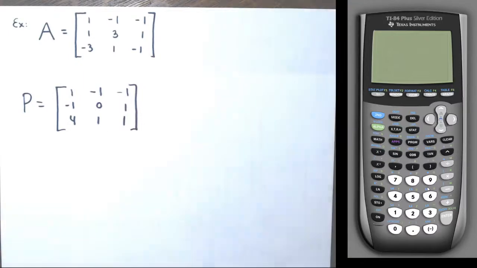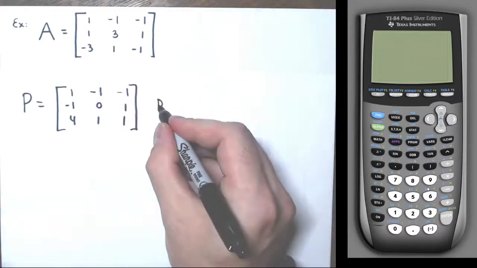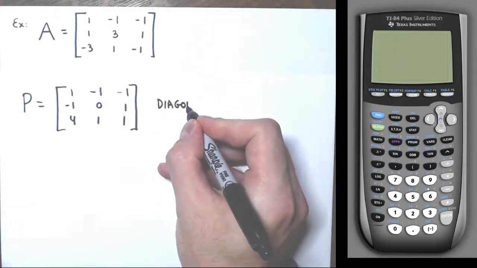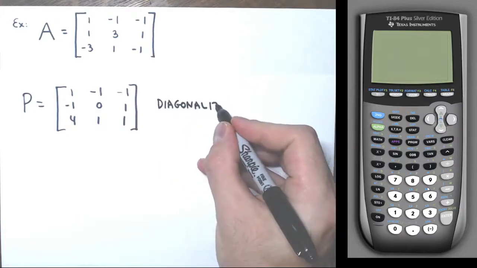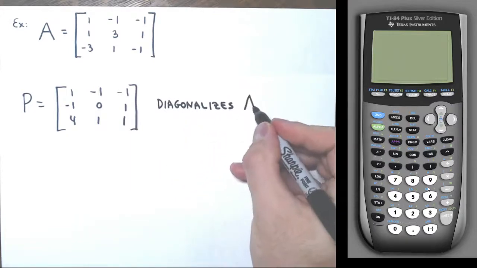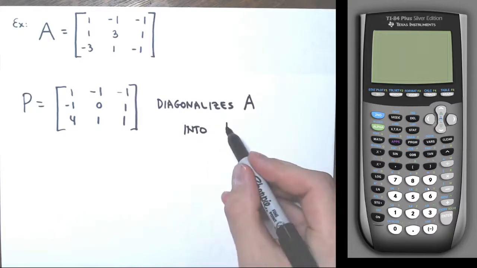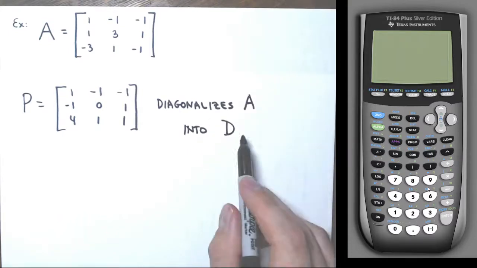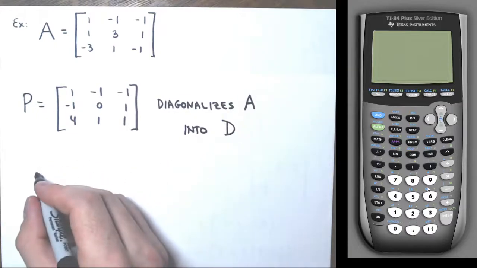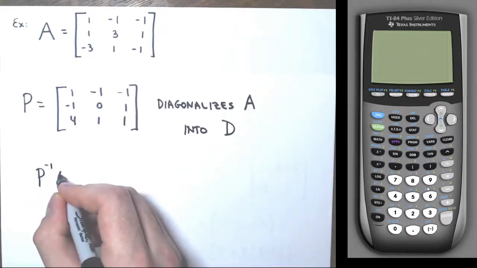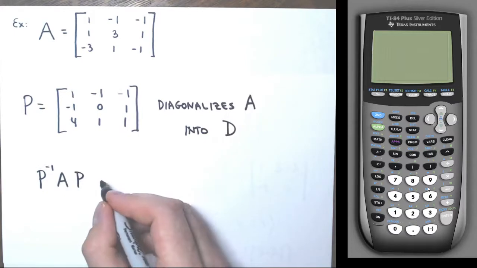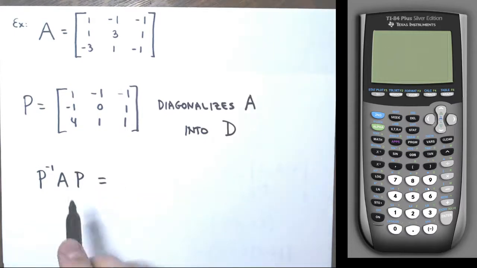Now, this matrix should diagonalize A into a diagonal matrix D. We can find out what D is by taking P inverse times A times P and seeing what we get. Again, I'm just going to go to the calculator here and enter these matrices. Let me show you.